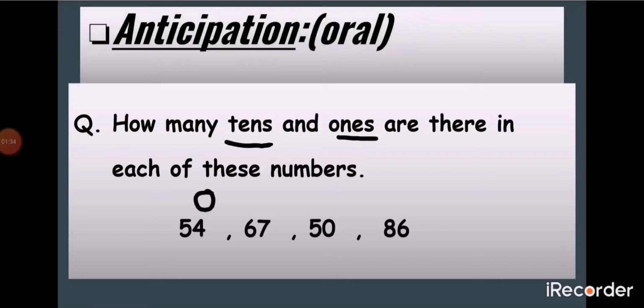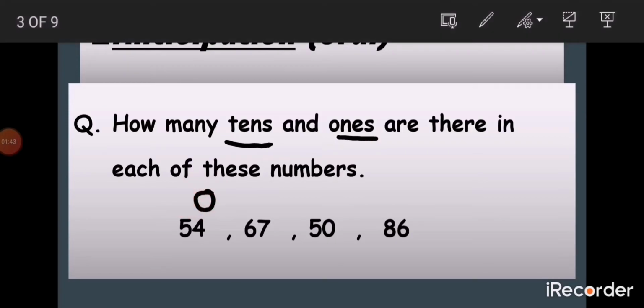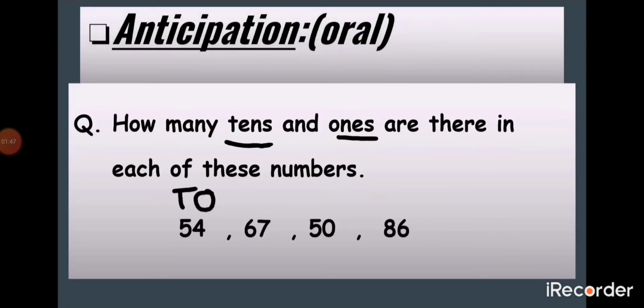The next digit after 4 is 5. So we'll put the next value after ones on 5. The next value after ones is tens. And we will write capital T for tens. In this number 54, there are 4 ones and 5 tens. 5 tens means 50 and 4 are ones.